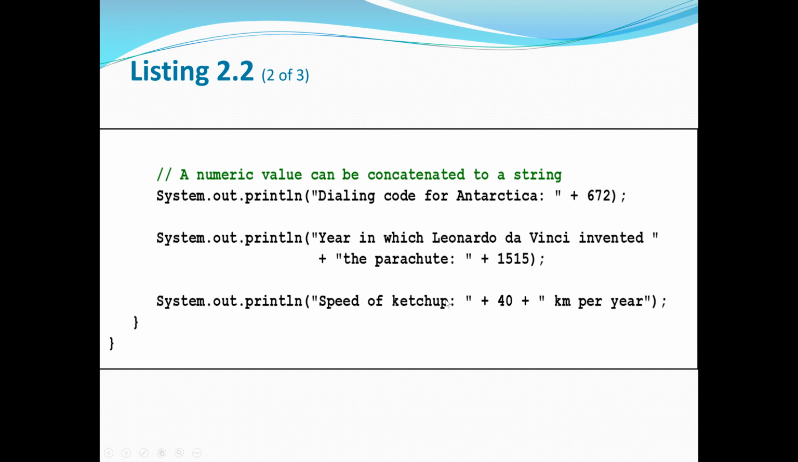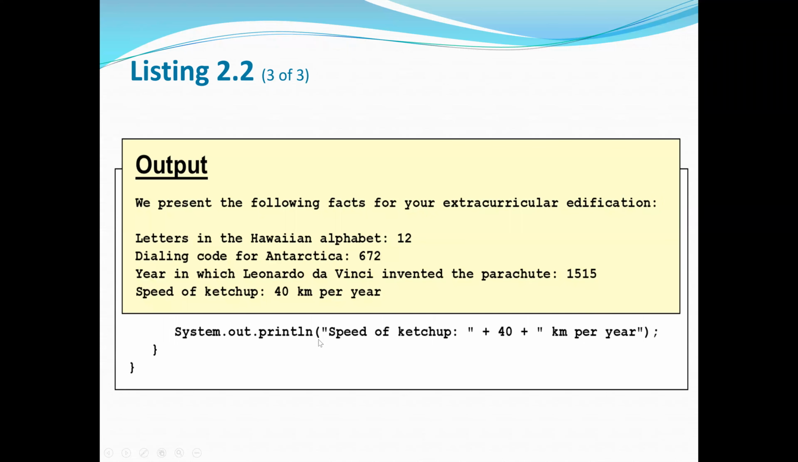"Speed of ketchup" is a string in double quotation. We have 40, then we have a string again, so it's going to join the 2. So let's see the output. First, we have System.out presenting "We present the following facts for you", so you can see that the 2 are joined together. Then "Letters in the alphabet 12" is joined together. And we have the string "Letters in the alphabet" in double quotation, plus 12. So we can see the rest are also the same thing, joined.